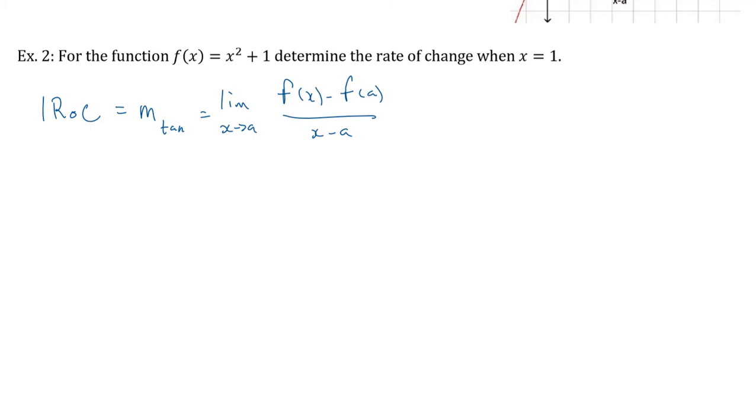Is this true? Yes? That's our slope formula, the one that won't work at a single point? But we know what a is. A is this. So f at a equals a squared plus 1 means f at 1 equals 1 squared plus 1, which is 2.